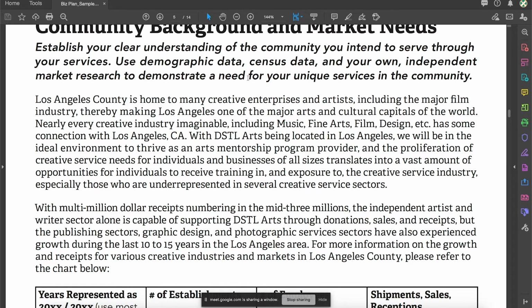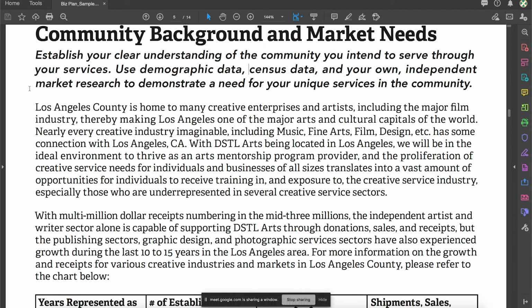And if you end up doing your own surveys, independent market research is something that you can always do by using your social media or even in-person contact, where you ask people, hey, what kind of workshops would you want to have in this community? What kinds of graphic design services would you think are necessary for people that live or work in this area? So, those are the kinds of things that you want to think about when you start to write this particular section.